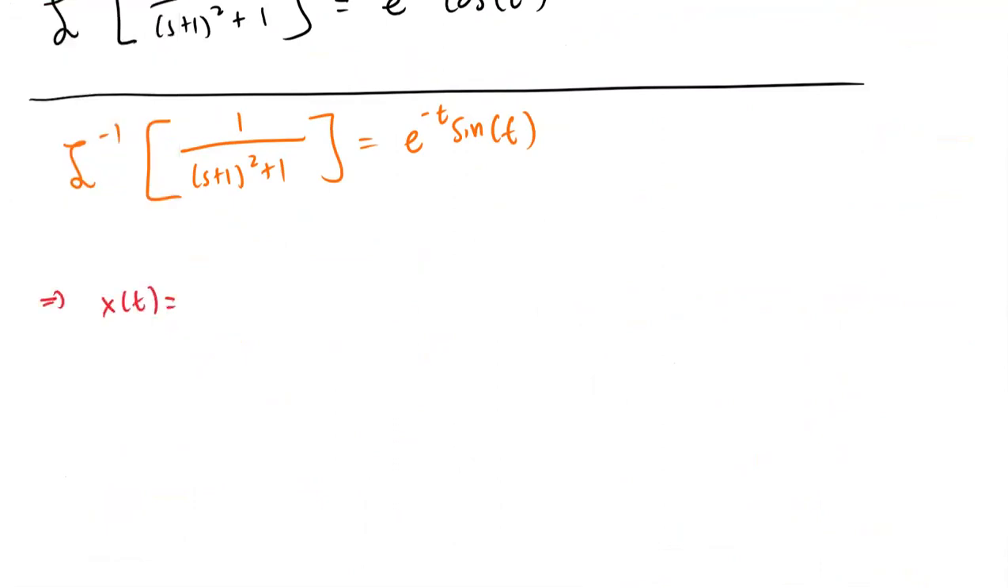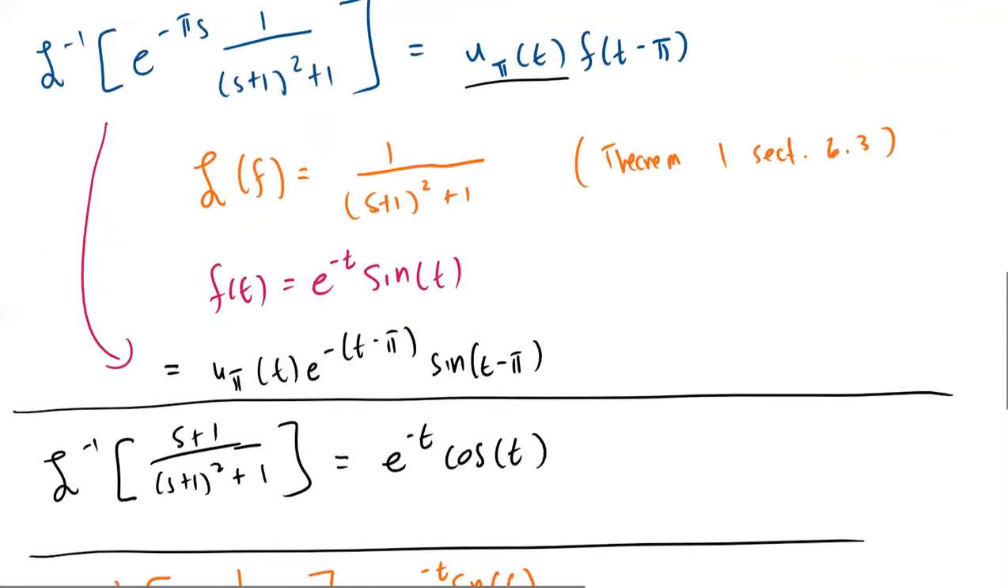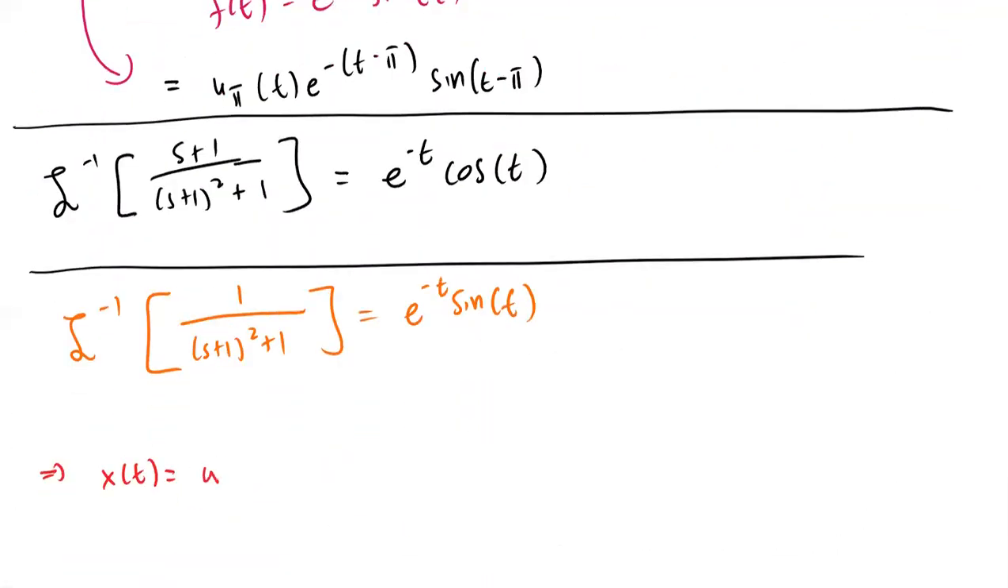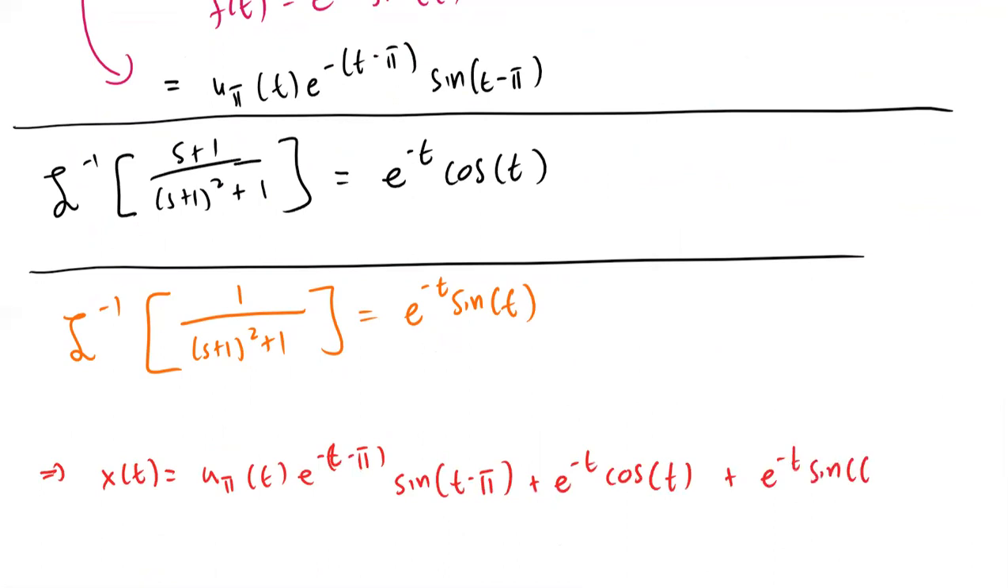So that's x of t. So the first term was u sub pi of t times e to the negative (t minus pi) sine of (t minus pi), plus e to the negative t cosine t. Right? This was the second term. Plus the third term, e to the negative t sine t. And that's the answer.